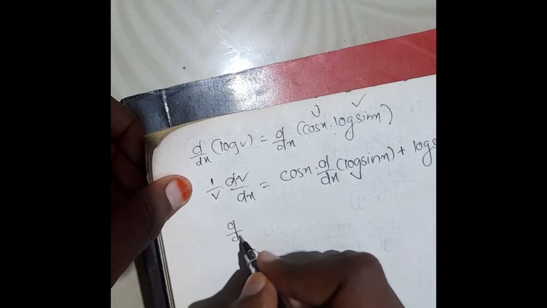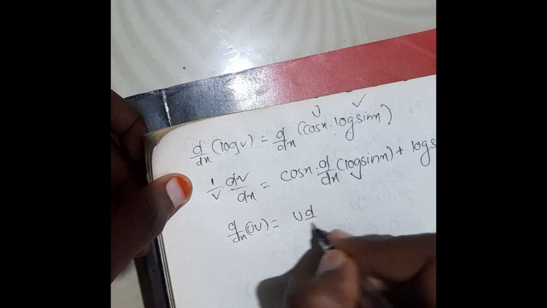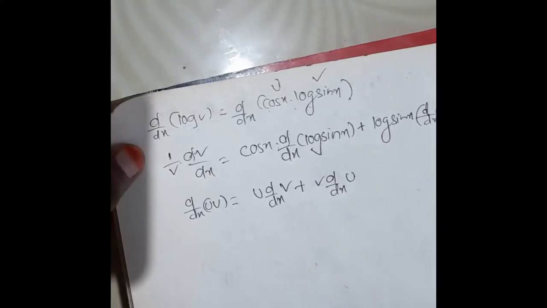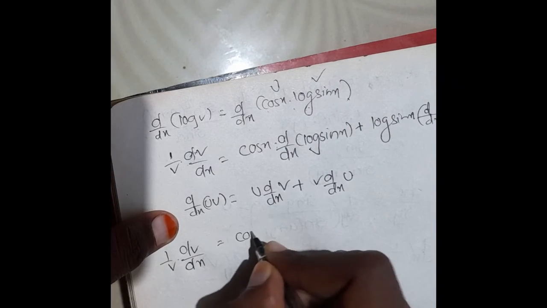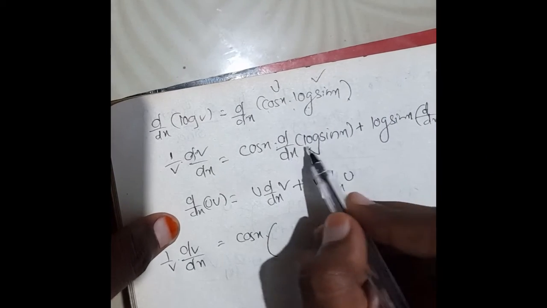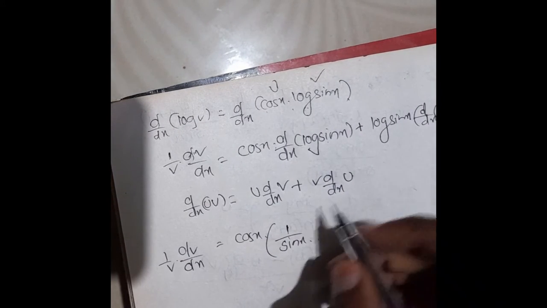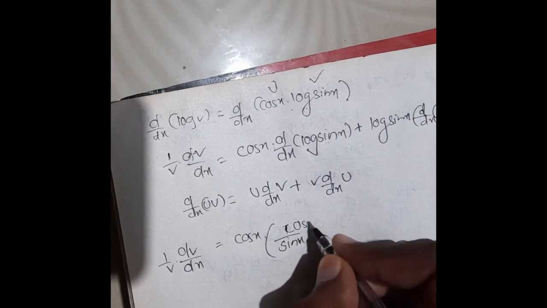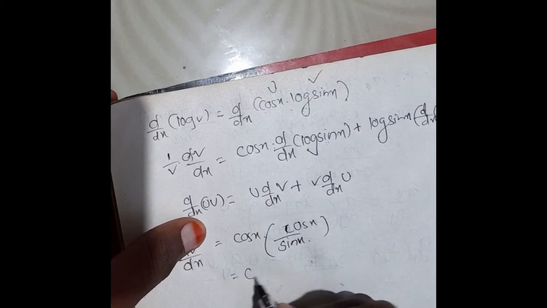Let me write the formula here. D by dx of uv is u d by dx of v plus v d by dx of u. Now 1 by v into dv equals cos x. Now what is d by dx of log x? It is 1 by x, but in the place of x we have sin x, so it is cos x. Let me write it in the next step.